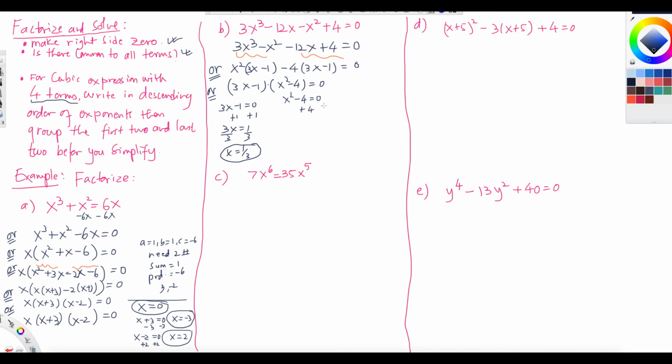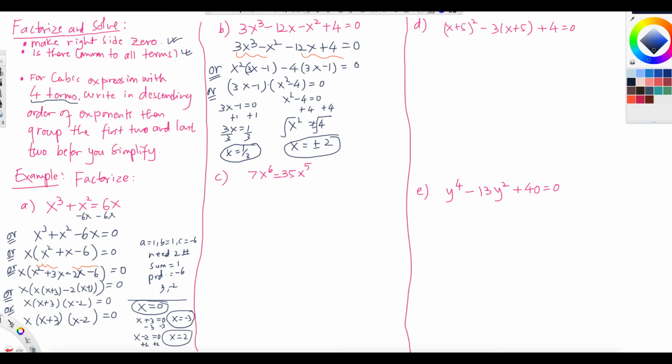And for the second one, you do x squared minus 4 equals 0. Add 4 on both sides. What do you get? x squared equals 4. Now take the square root. Don't forget that when you take the square root, you need to consider both plus and minus. So you get x equals plus or minus the square root of 4, which is 2, right? So the solutions are x equals 1/3, positive 2, and negative 2.